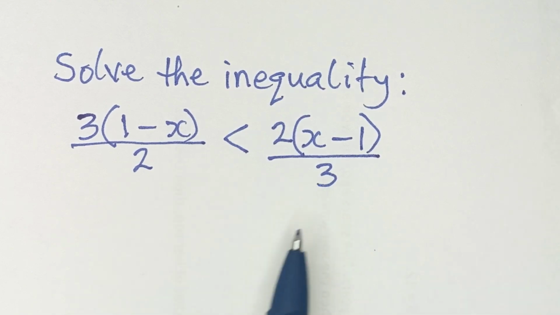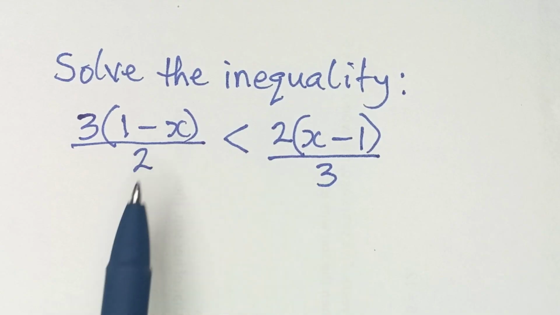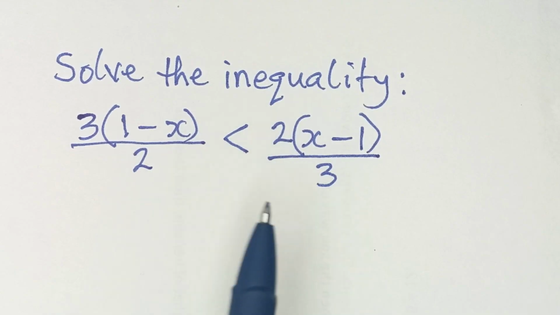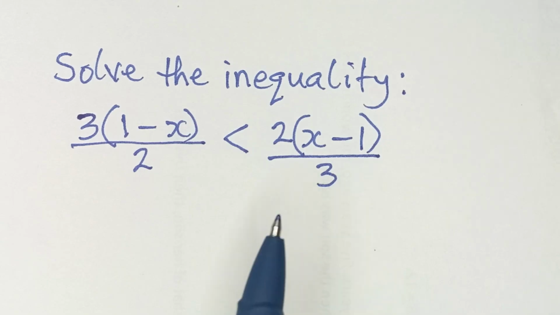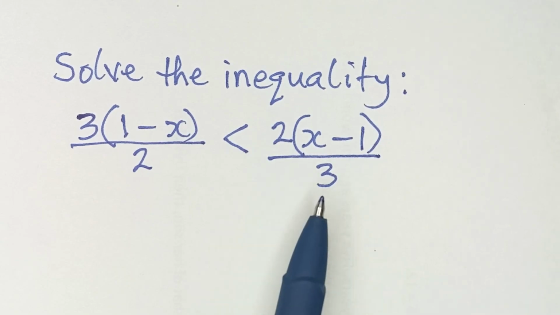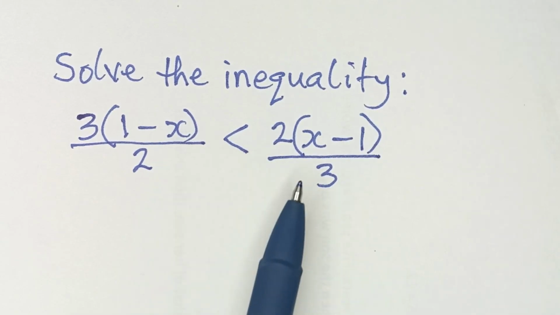What I want to do here is to show us how to cross multiply in inequality so that we will not make mistake. Because cross multiplying in inequality can be done wrongly. So I want us to look at how to cross multiply in inequality so that we will not make mistake.